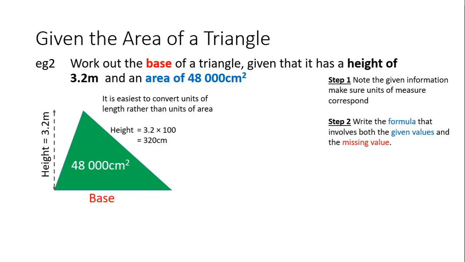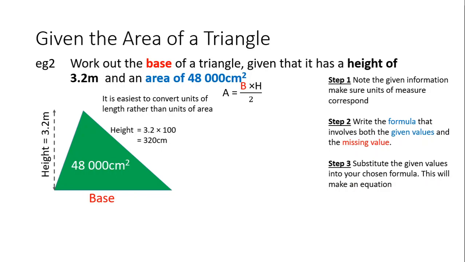So step 2, write a formula that involves both the given values and the missing value. I'm given the height and the area, and I want to find the base. Again, if I'm given the area, I write the formula for the area. The area of a triangle is base times height divided by 2. And I know that the area is 48,000. And I know that the height in centimeters now is 320. So step 3, I'll substitute that in.